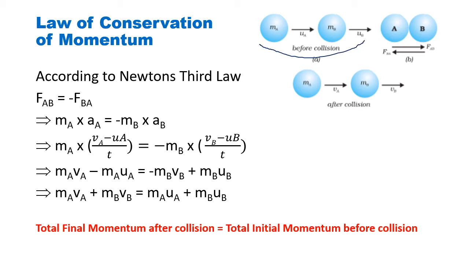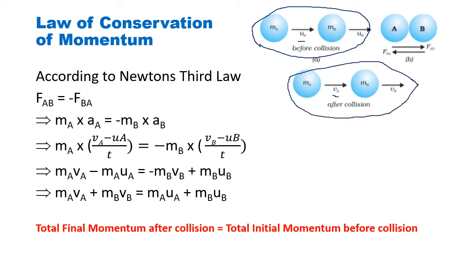This is the condition before the collision. The mass is the same, the velocity is uA. Here the velocity has changed to vA, but even then the total momentum of the system after the collision has not changed. It is conserved. How? Let us see. Now when they collided for a time t, there were two forces.